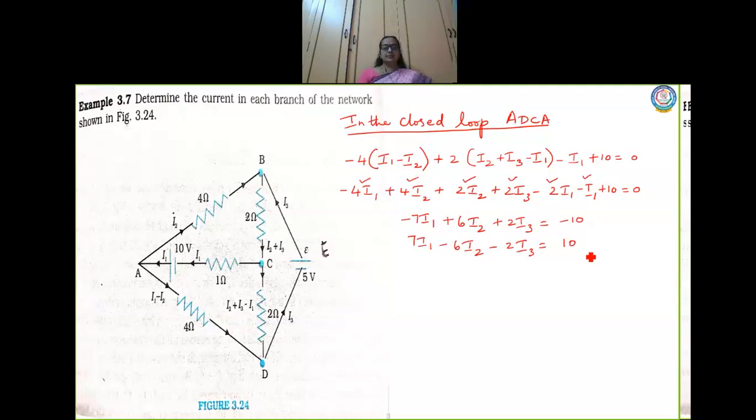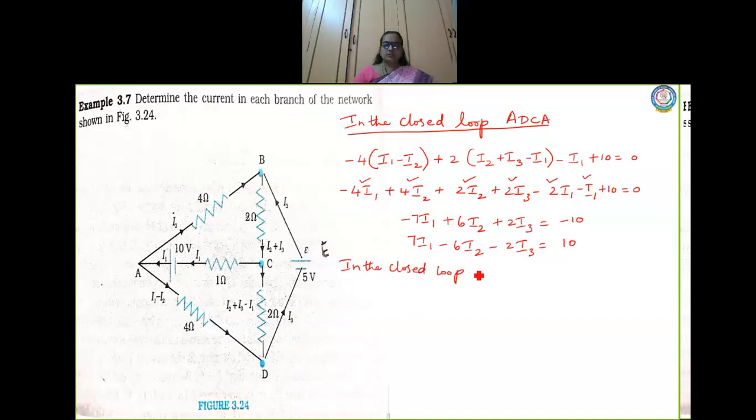This is with respect to the first loop. Similarly we'll go to the second loop. Which is the second closed loop? Let me write the second closed loop.